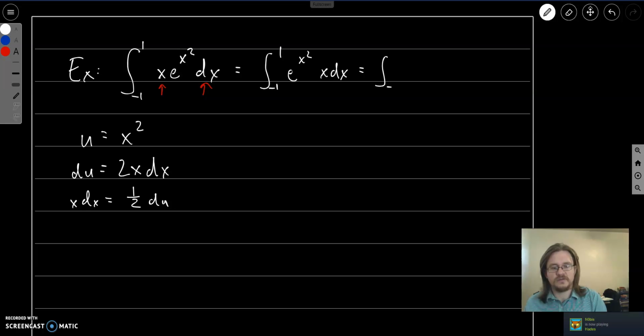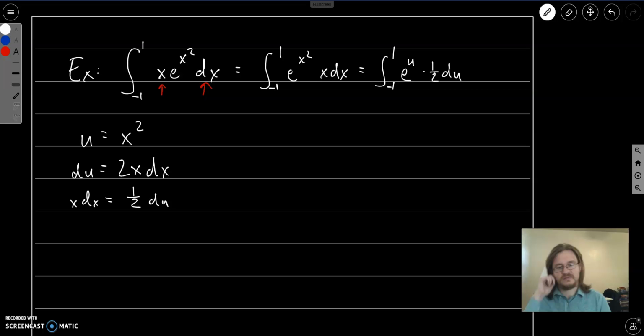This is going to be the integral from -1 to 1 of e to the u times 1/2 du. And that's pretty nice. So the 1/2 I can pull out of my integral. Constants, the constant times the function, I can just pull that constant out. And then the integral of e to the u is e to the u. So that's a pretty straightforward integral to take.